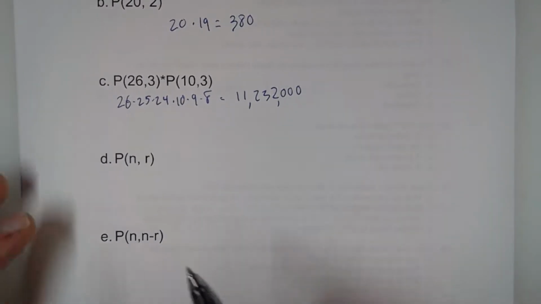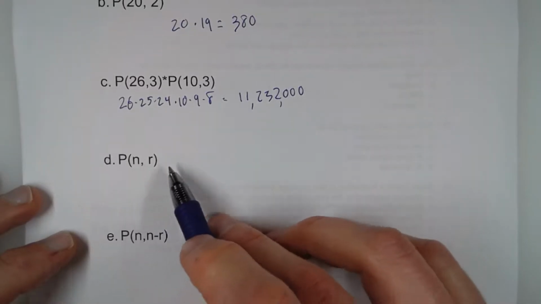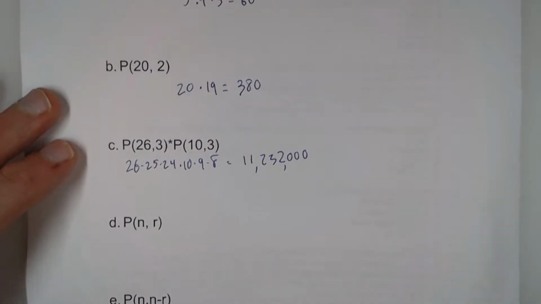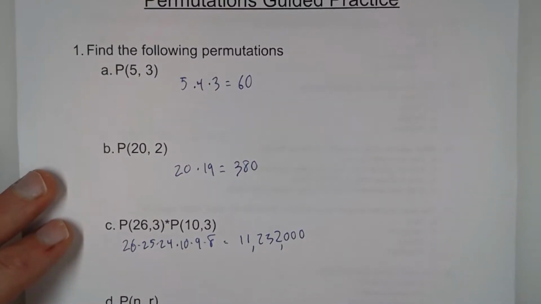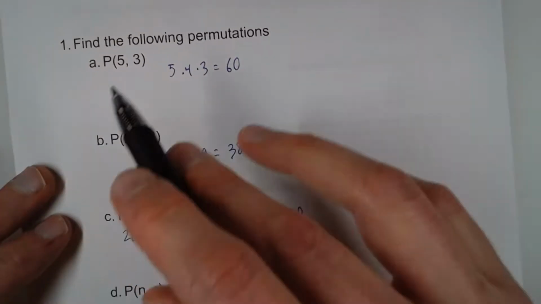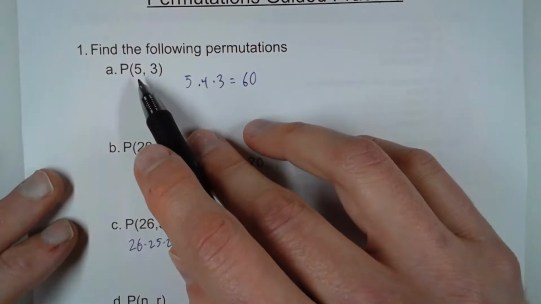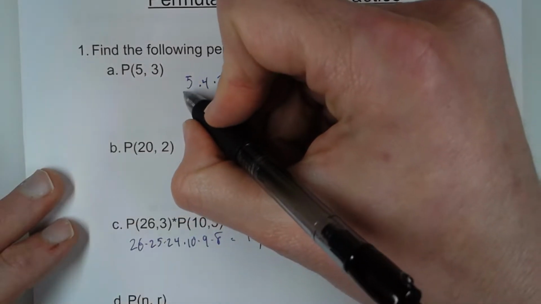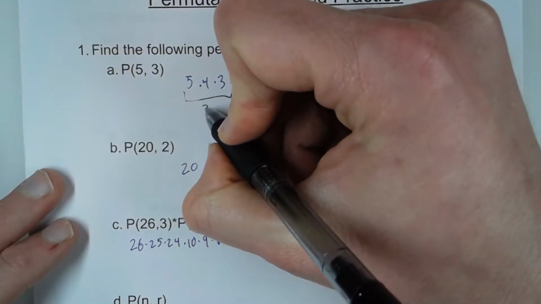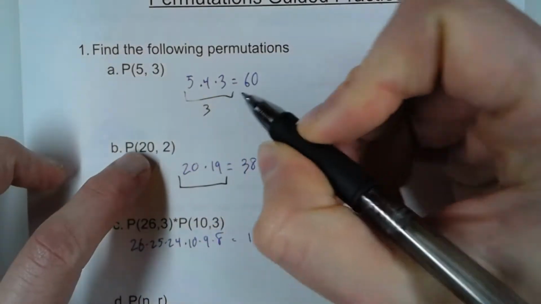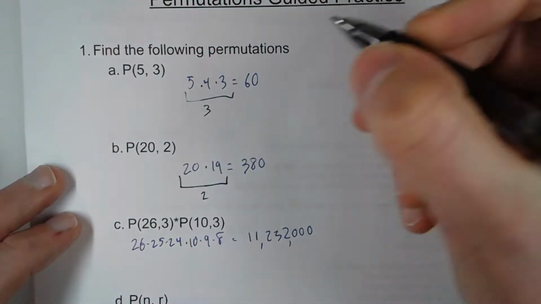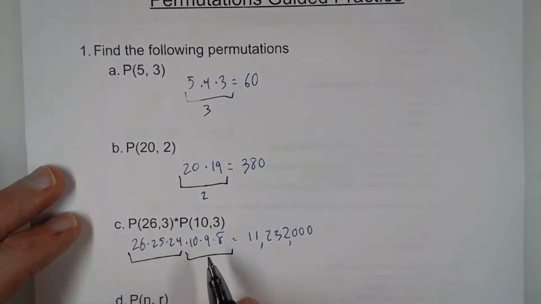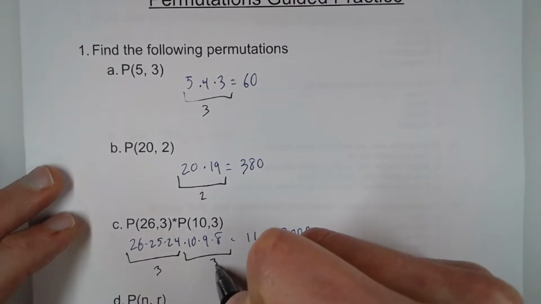Now when we get down to here, we want to put this in terms of N and R. And so we kind of have to go back up to the first 2 and rethink them. Because here we knew, okay, out of 5 things, we're going to use 3. So we have 3 terms. Here, out of 20, we used 2, so we had 2 terms. Same thing here, for P(26,3) and P(10,3), we have 3 terms.